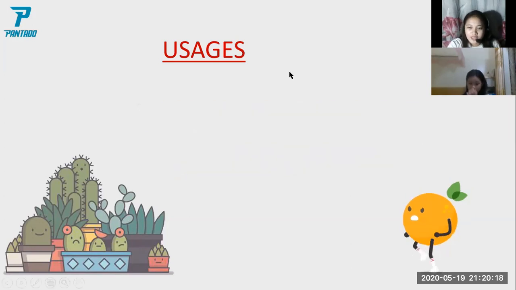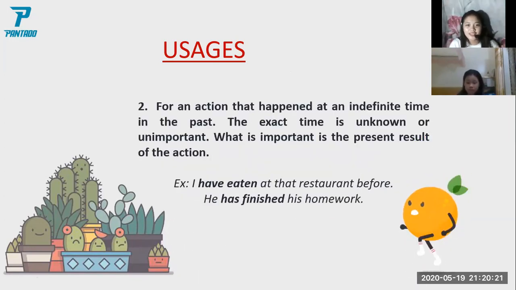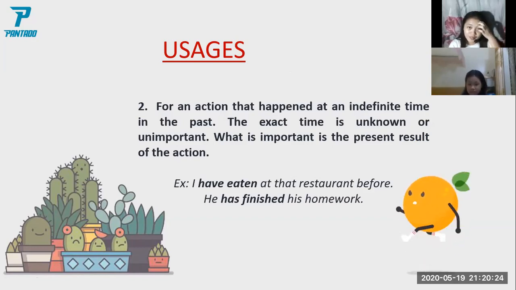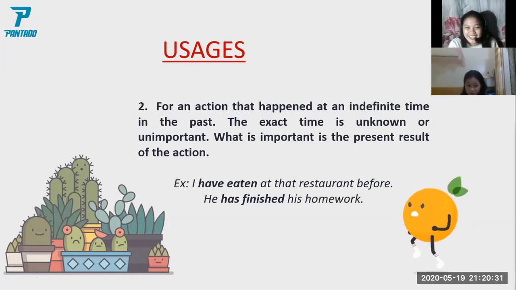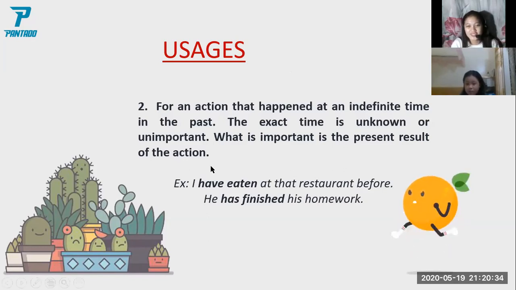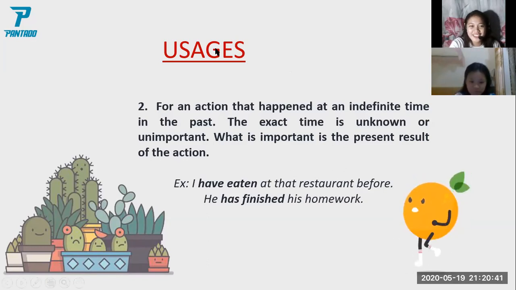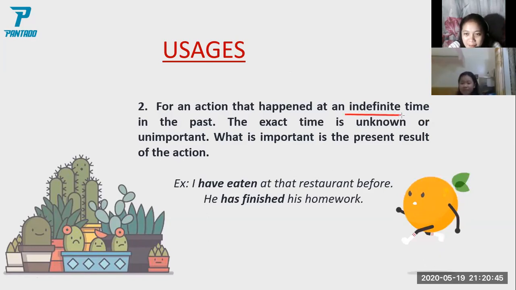Okay, so next usage. Can you read? For an action that happens in undivided time in the past. The exact time is unknown or unimportant. What is important is the present result of the action. Okay, again, can you read indefinite? For an action that happened at an indefinite time in the past, the exact time is unknown or unimportant. What is important is the present result of the action.